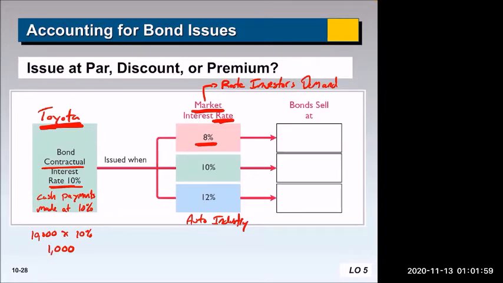If Honda is paying 8%, but I'm paying 10%, do investors want to buy my bond or Honda's bond? The market's bond, like the other automakers' bonds. Well, they want to buy mine, don't they? Because from me, they're going to make $1,000. How much are they going to make at 8%?